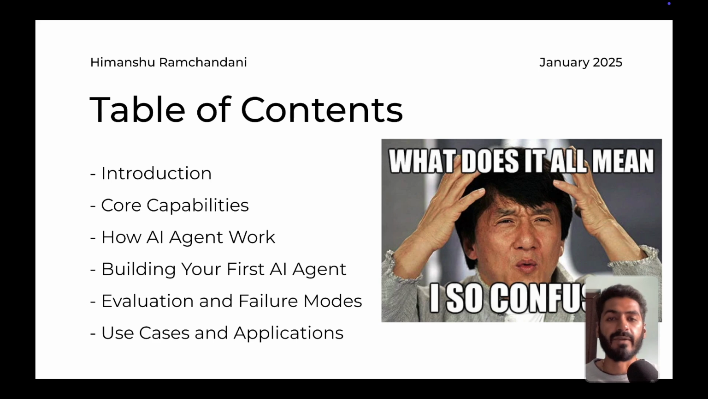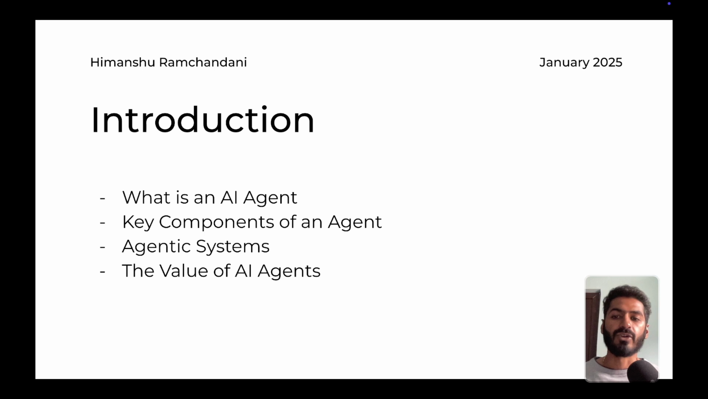After that we have evaluation and failure modes, in which there's a lot of research going on right now, because we have to increase the efficiency as well. That's most important here. The last thing is use cases and applications, which we can continue to discuss in our closed group, or if you want to interact with other community members. Let's move forward with the introduction part: what is an AI agent, some key components, agentic system, and the value.